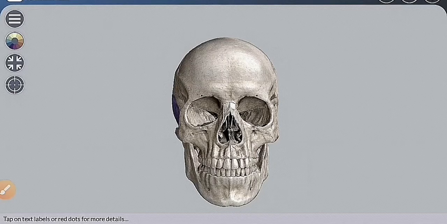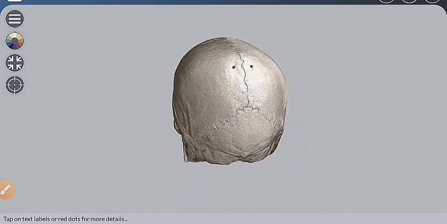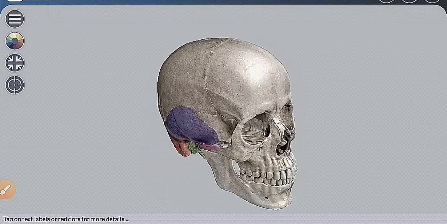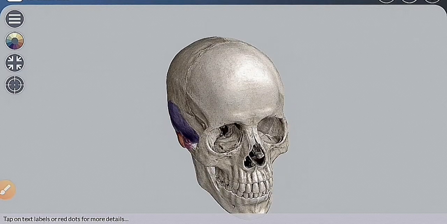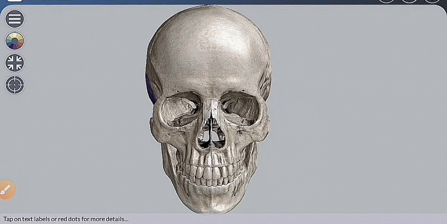Hello guys, today we're going to learn the basic stuff of the skull. So here we have the skull in 3D view. The skull is the skeleton of the head and it contains 28 bones. So let's get started. If we place the skull on the frontal side, we can see many bones.